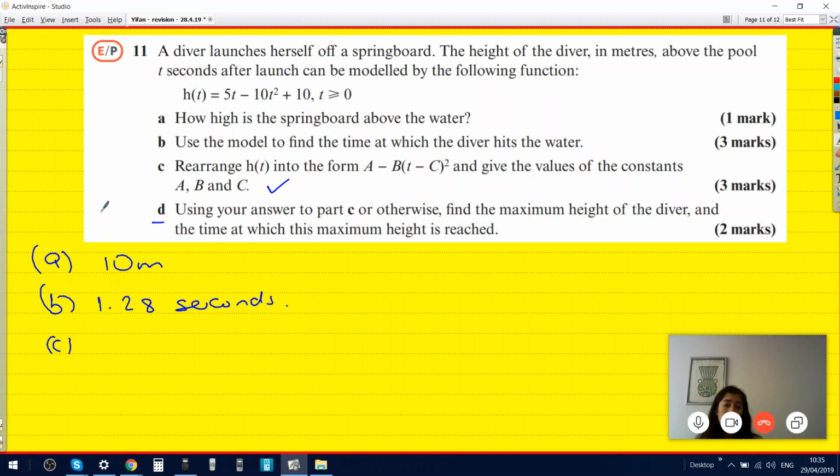Yep. dH over dt is 5 minus 20t, and then maximum. Do I have to differentiate again? No. That would confirm that it's a maximum or minimum. Then you put that equal to 0. 5 equals 20t. t equals 5 over 20. That's 1 over 4.